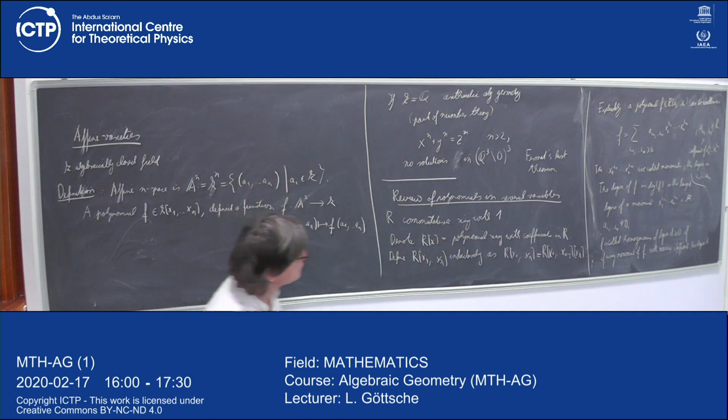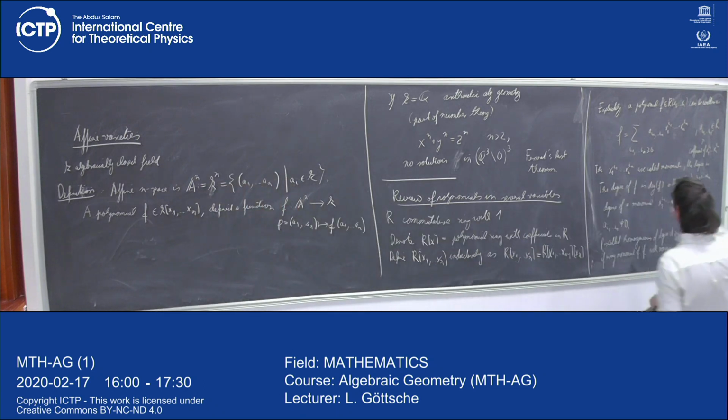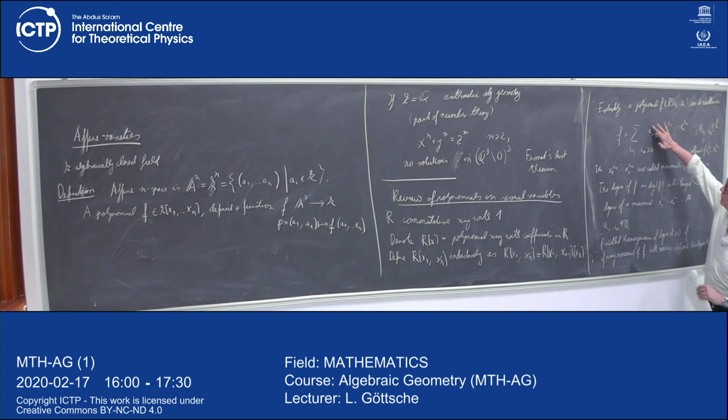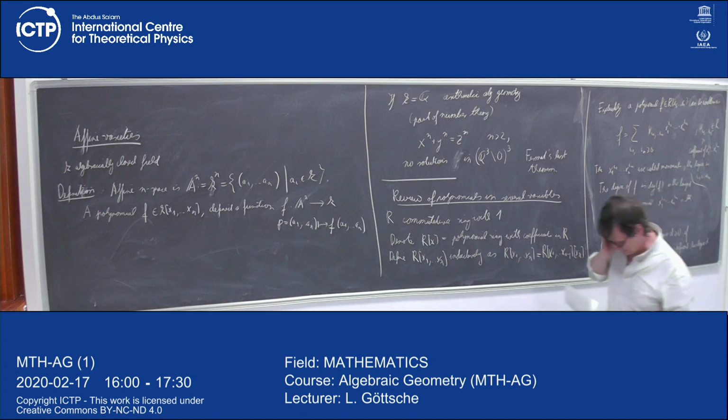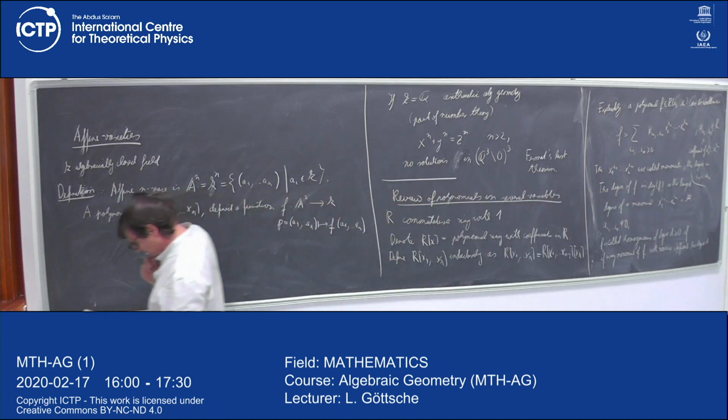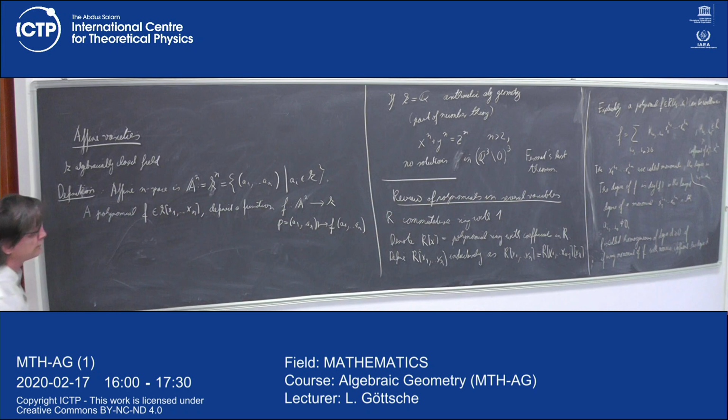Now here I stupidly called it a, but assume it was called P, then I would say f(P) is just this, where the x are replaced by these, and then I evaluate this in k. So this is straightforward. Therefore, this defines a function, so therefore I can look at the zero set.